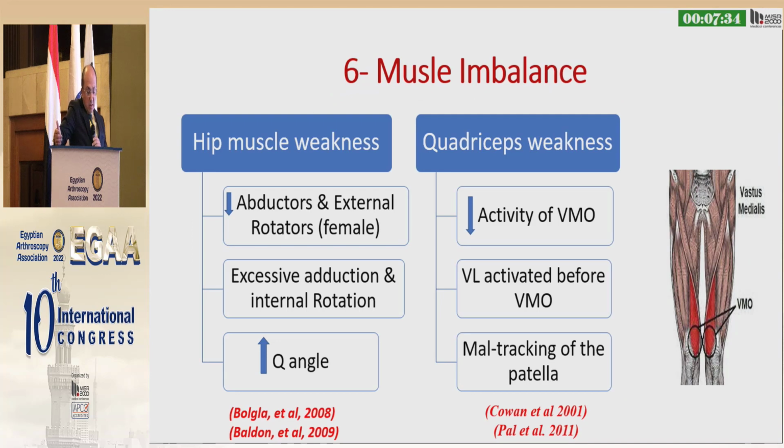Weakness of the hip muscles, with a decrease in the abductors and external rotators, which mainly occurs in females, leads to excessive adduction and internal rotation, which increases the Q angle. Weakness of the quadriceps muscles decreases the activity of the vastus medialis obliquus. So the vastus lateralis is activated before the vastus medialis obliquus, leading to maltracking of the patella.